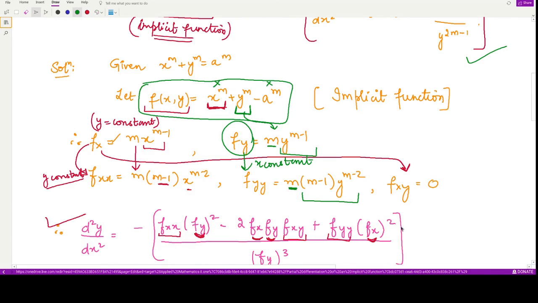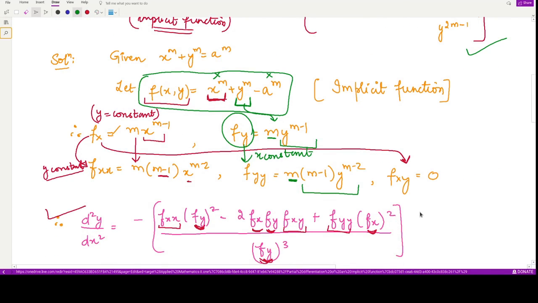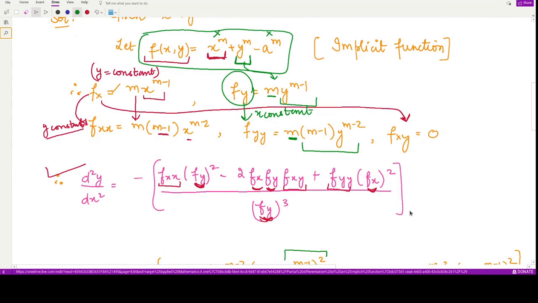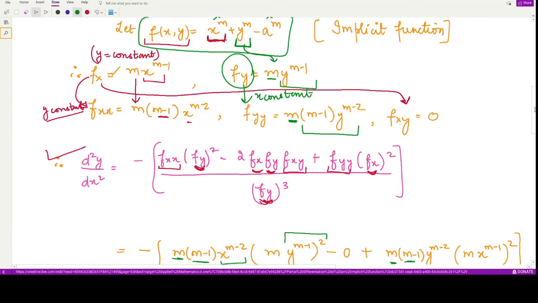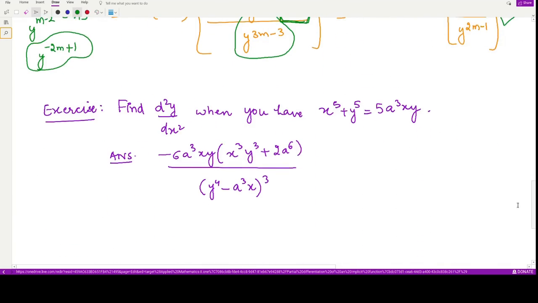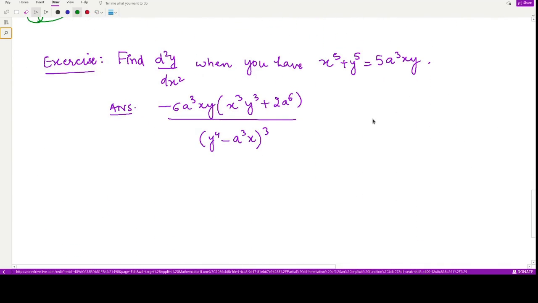Okay, so I have one question for you. You can practice this question. The question here is, find the second derivative of y with respect to x when you have this expression: x to the power 5 plus y to the power 5 is equal to 5a cube xy.